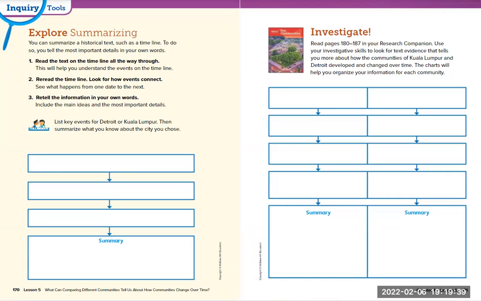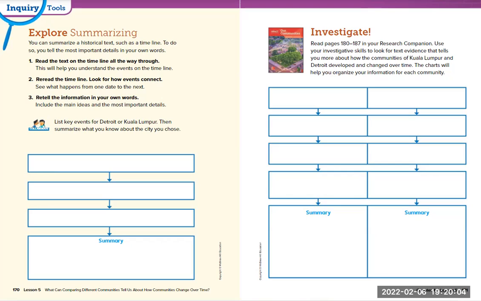Now we're on page 170, if you're following along in your social studies practice book. And on this page, you can already see that we're going to be talking about summarizing. We've talked about summarizing before, that you have to find out what the text is trying to tell you, what are the important pieces of information that it's trying to tell you. And we're going to be doing the exact same thing here.